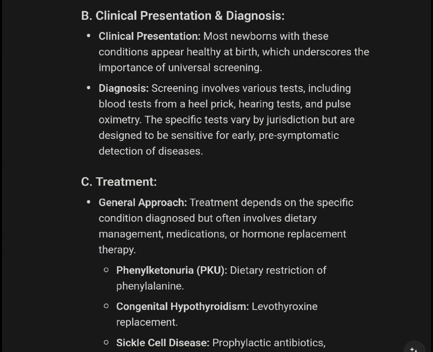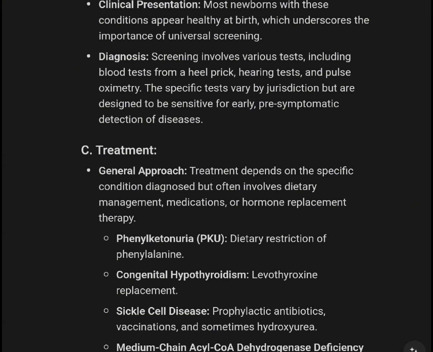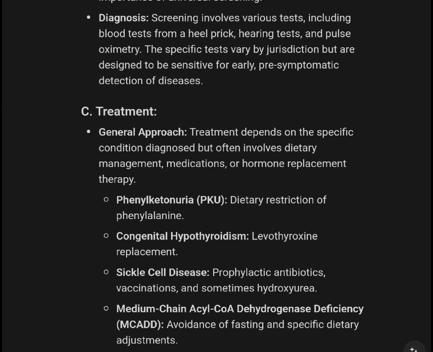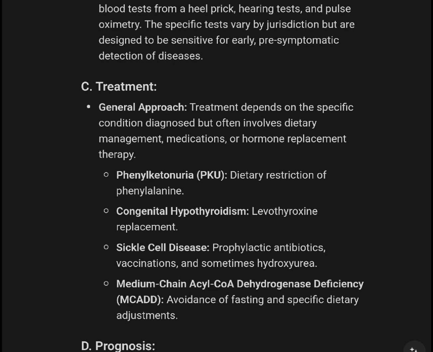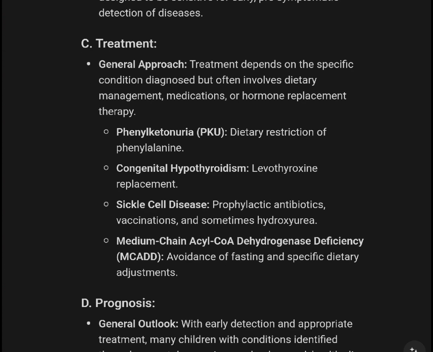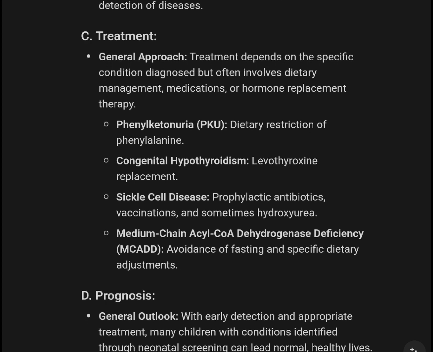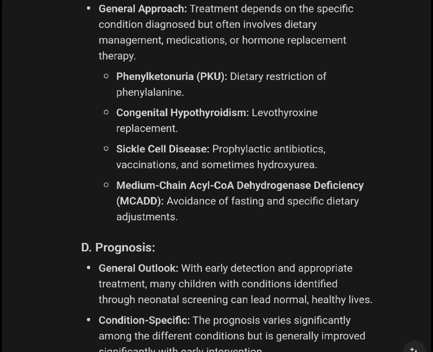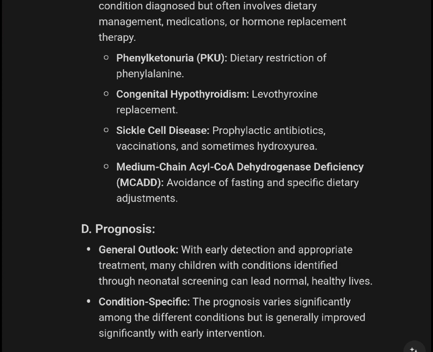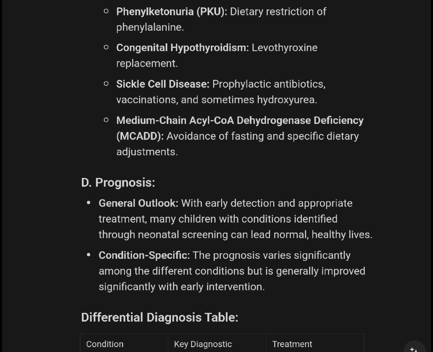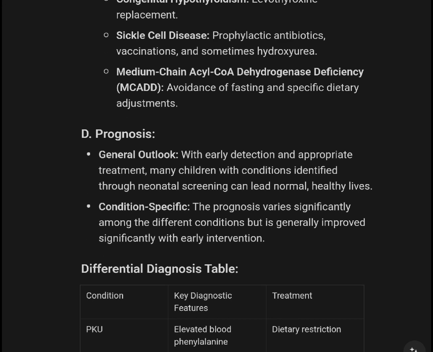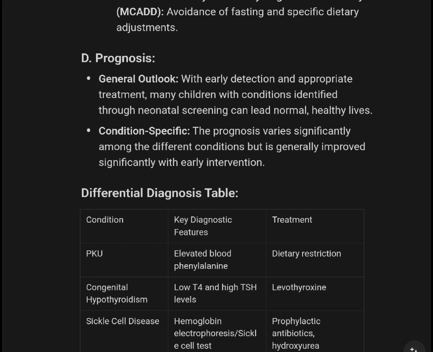Pathophysiology and clinical presentation: most newborns with these conditions appear healthy. Diagnosis includes blood tests, heel prick, hearing tests, and pulse oximetry. Treatment and general approach: treatment depends on the specific condition diagnosed, but often involves dietary management, medication, hormone replacement. Phenylketonuria: dietary restriction. Congenital hypothyroidism: levothyroxine replacement. Sickle cell disease: prophylactic antibiotics, vaccination, sometimes hydroxyurea. Medium chain acyl-CoA dehydrogenase deficiency: avoidance of fasting and specific dietary adjustment.